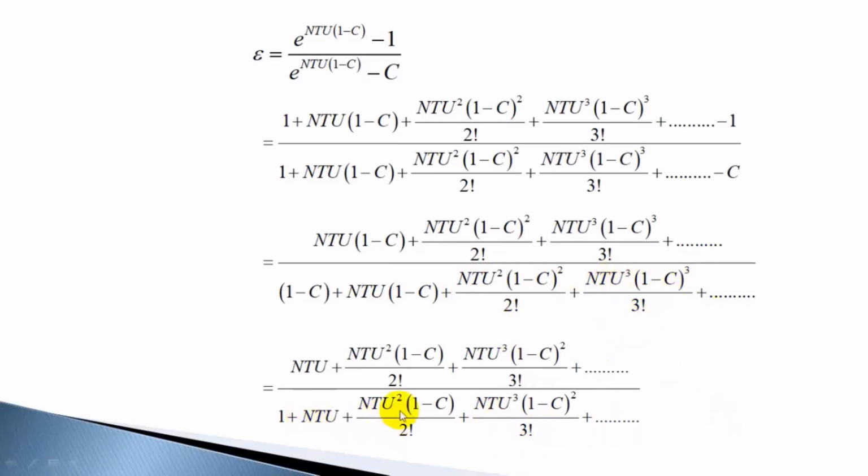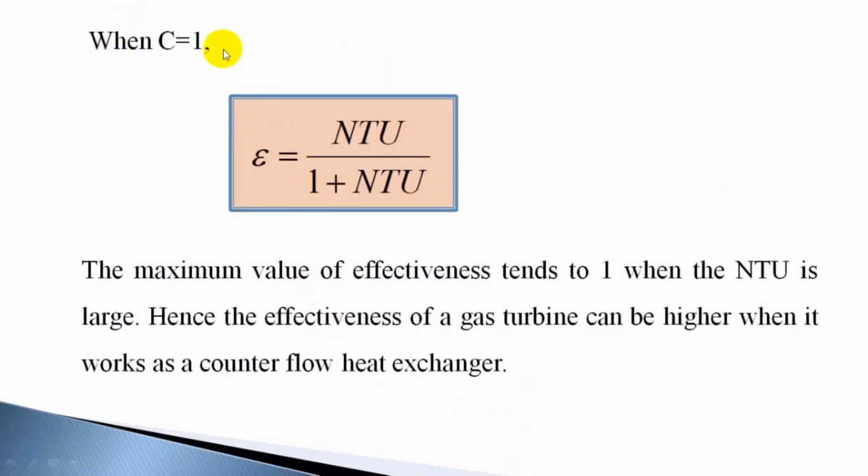Now after getting this expression we can substitute c as 1, since c is 1 for a gas turbine. So once you substitute c as 1, all the terms will have a 1 minus c factor. Next term you will have 1 minus c cube. So all these terms have a 1 minus c factor, and once you substitute c as 1, all these terms vanish. In the denominator also all these terms vanish. You get NTU by 1 plus NTU as the effectiveness. So when c is 1, you are getting the effectiveness as NTU by 1 plus NTU. So this is the expression for effectiveness of a gas turbine when it works as a counterflow heat exchanger.